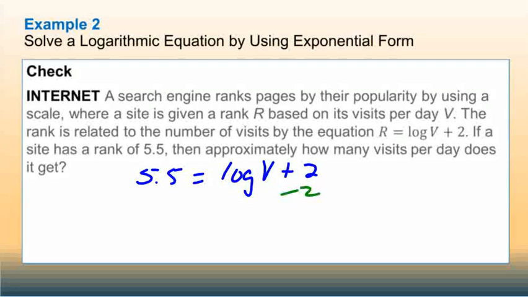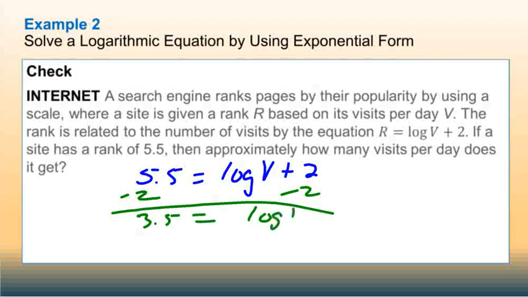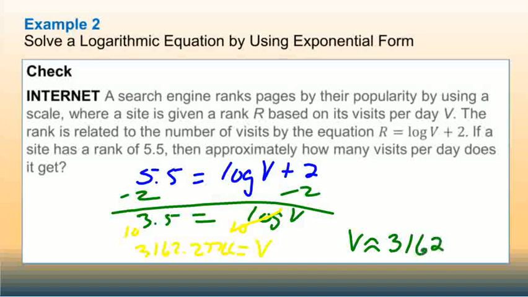Get the log of V by itself by subtracting 2. I now have 3.5 equals log of V. Now I need to exponentiate this to get the V by itself. Whatever I do on one side, I do on the other. Now I have 10 raised to the 3.5 power, and that gives me approximately 3,162.27766. If I were to round that to the nearest visits, this would be about 3,162 visits.